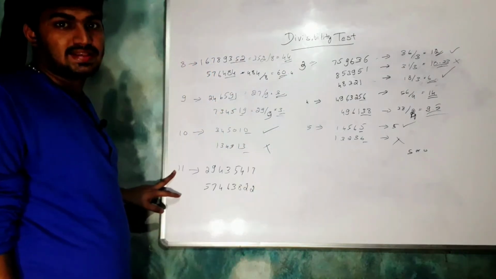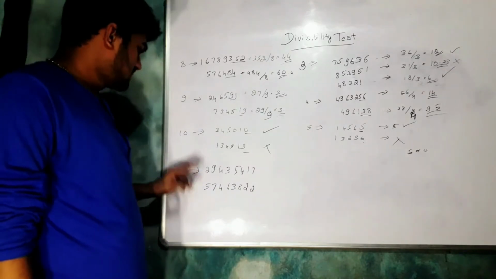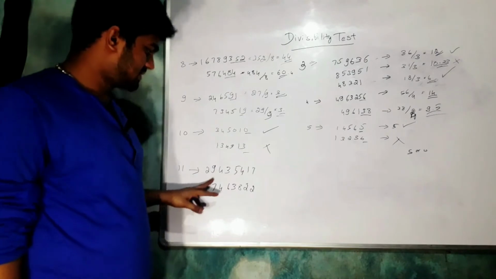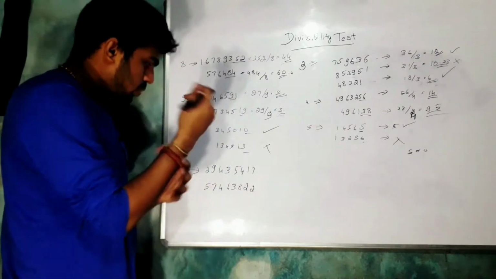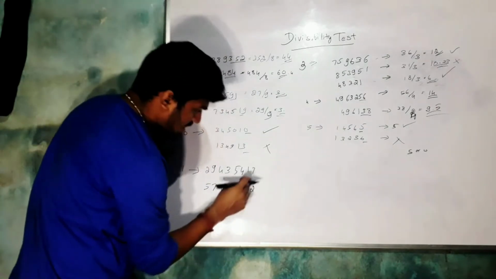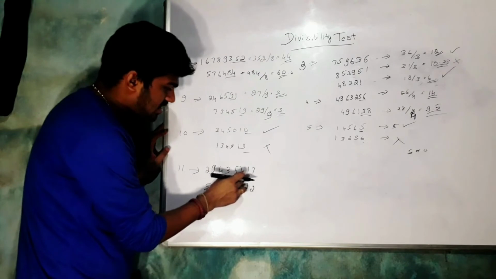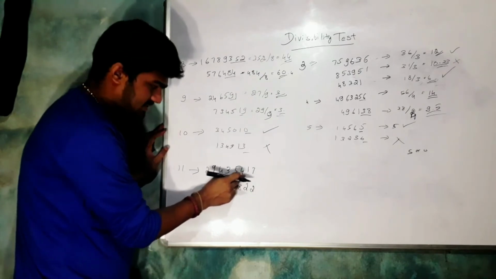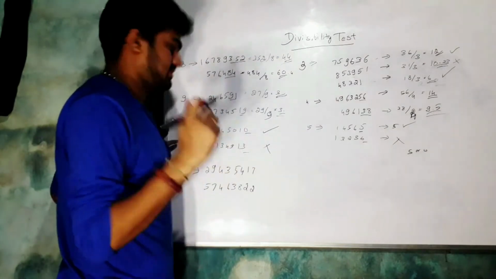So let's take an example of 11. It's a little bit tricky though. So what we do in this example is take the sum of the odd places minus the sum of the even places.